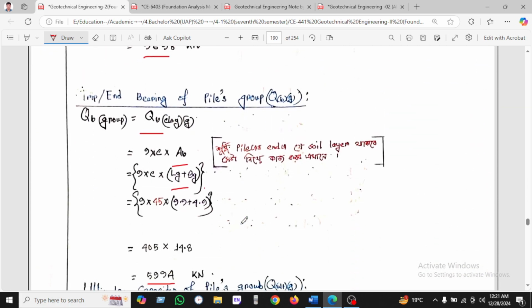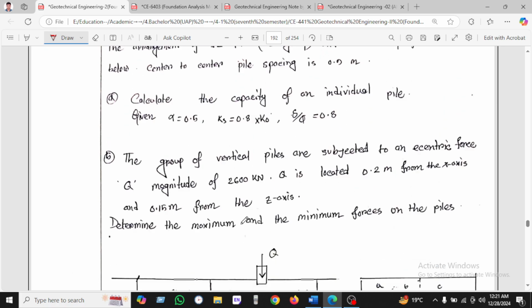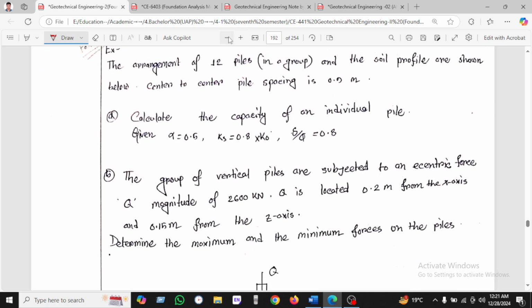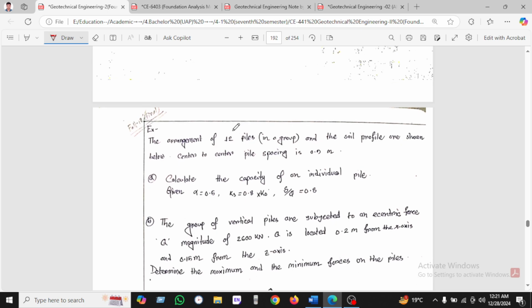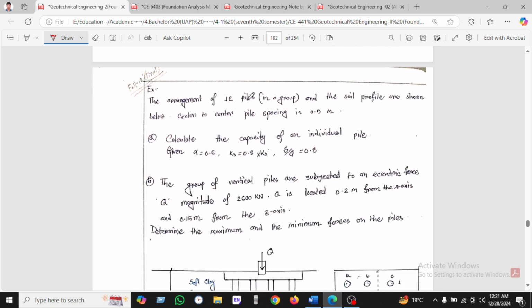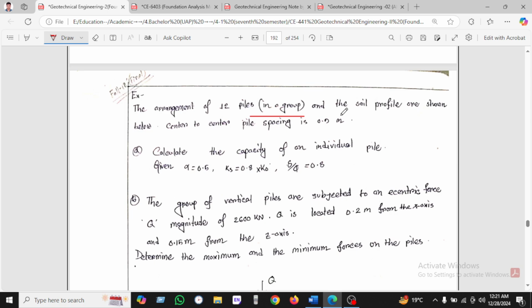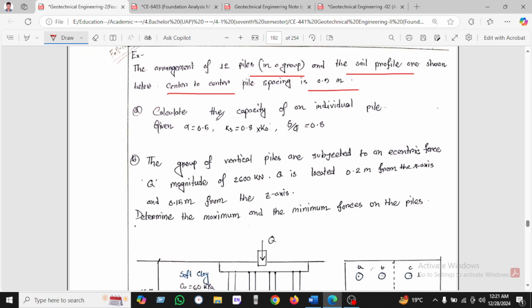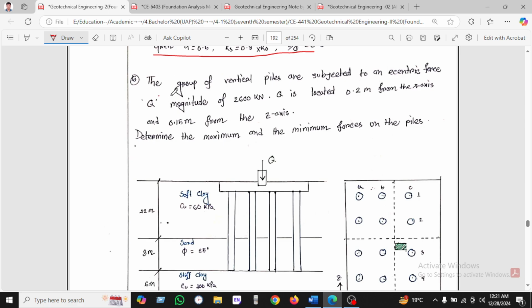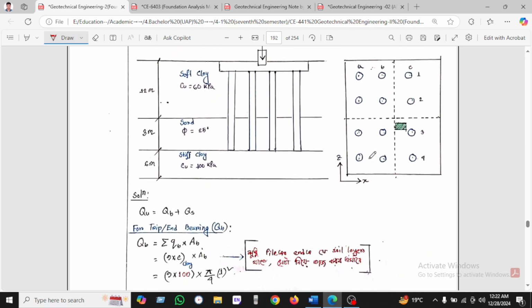So 190. We can see another example. This is another example. 193. An arrangement of 12 piles in a group, and the soil profile is given. The center-to-center spacing is 0.9. Calculate the capacity of an individual pile and the group pile subject to the eccentric load of magnitude 2600 kilonewton. All this data is given here.